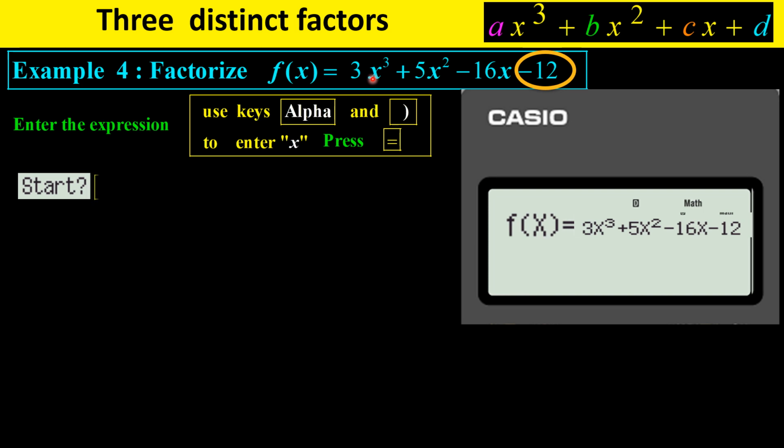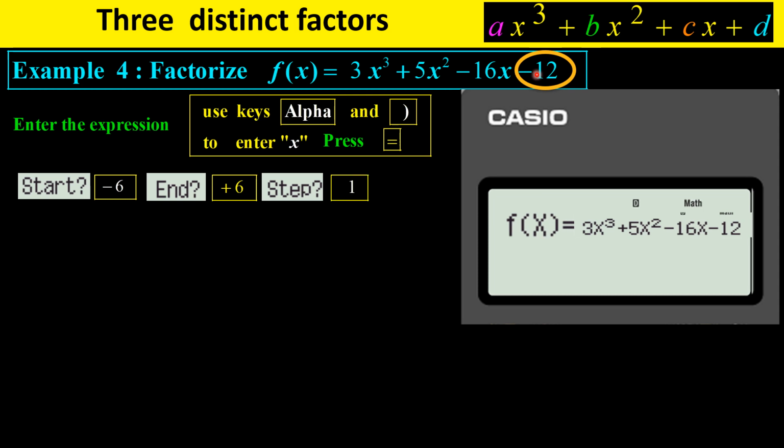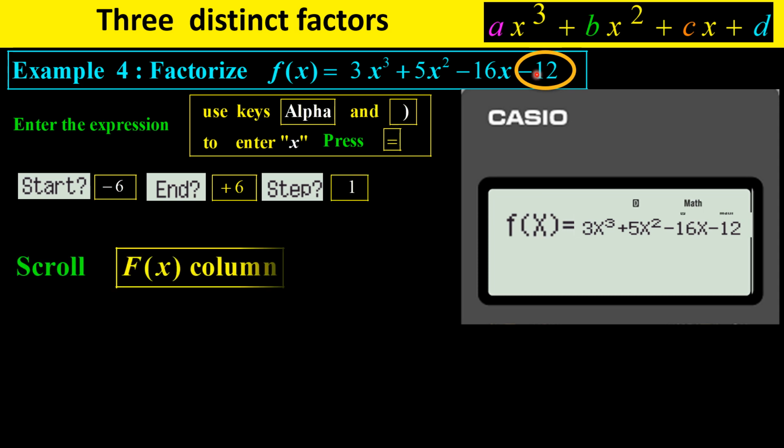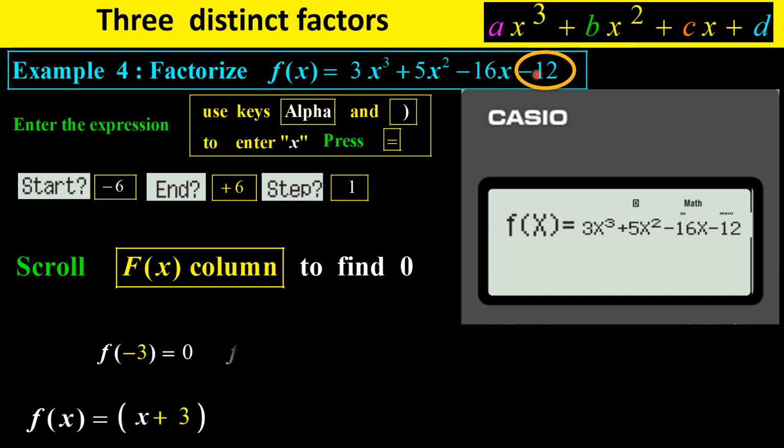What will our start be? We're going to use negative 6 to positive 6, because plus or minus 12 will give you insufficient data. For the step, we just keep to a step of 1, just work with integers, and then scroll. Now I see there's my expression. I have to scroll down. First value I would find would be f(-3) is 0, which means x plus 3 is a factor.